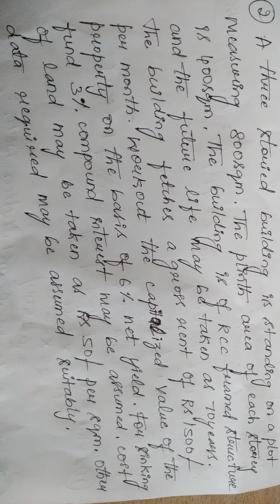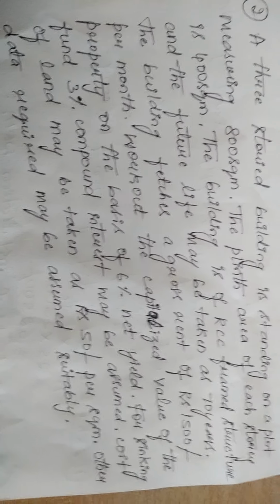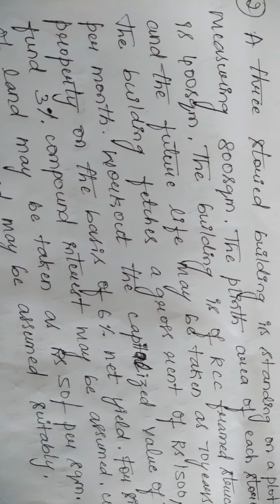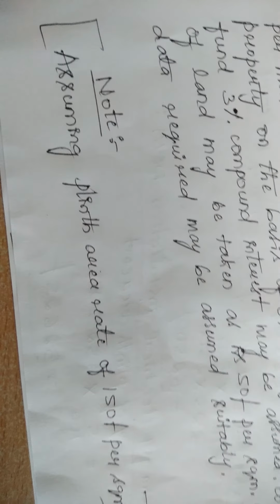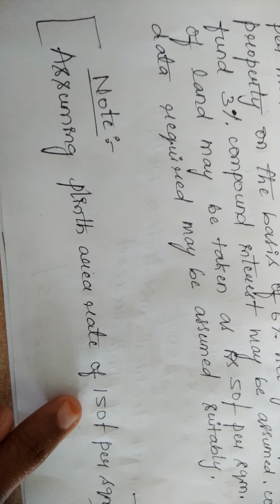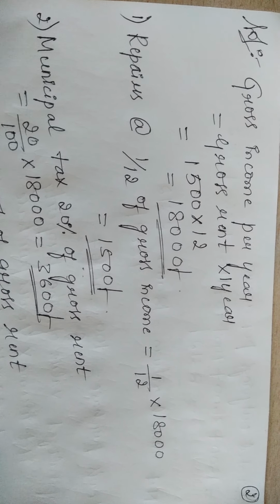Here at the end, it is clearly said that any missing data can be assumed. Here, the plinth area of the building is given, but the rate of the plinth area is not given to us. So let us assume the plinth area rate of a building as 150 rupees per square meter. So this value we had to assume by ourselves. Let us try to solve this problem.